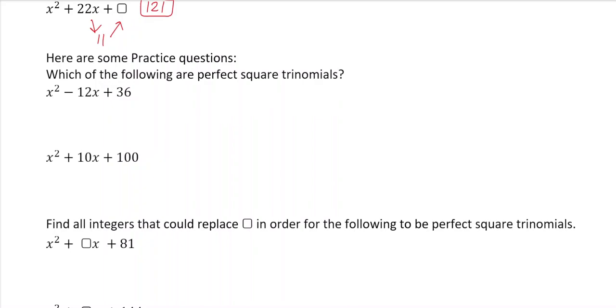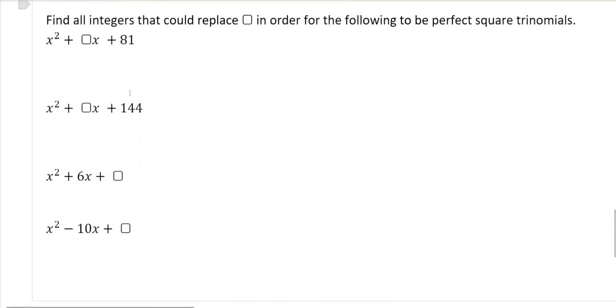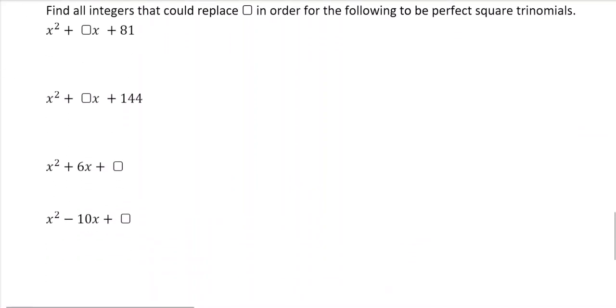Okay, so which of the following are perfect square trinomials? Well, we just try dividing by 2 and squaring it. And it does give 36, so it is. So this one, we divide by 2 and square it, and it gives 25. So even though 100 is a perfect square, this trinomial is not a perfect square. All right, last 4 questions. If you need to pause it here, now's your chance.